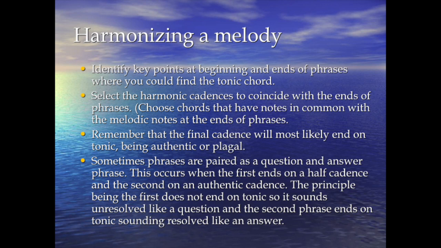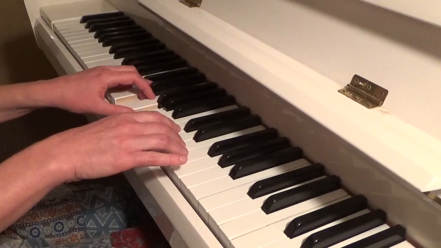So, harmonizing a melody. That's our next topic. If we wanted to add chords to a melody, what do we do? We want to identify key points at the beginning and ends of phrases where you could find the tonic chord. So you can start by saying, where could I add the tonic chord? For instance here, an E is a member of the tonic chord.